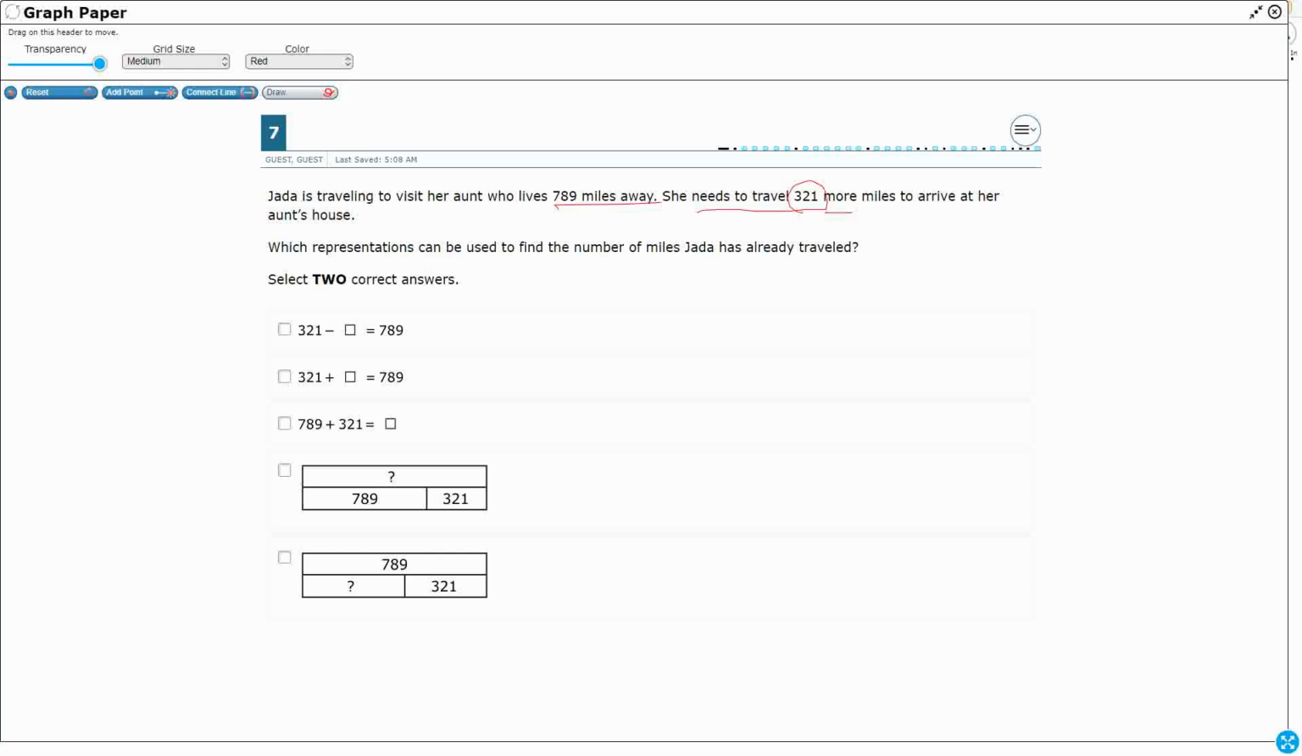So let's draw a picture here. Okay, so this is going to be Jada, and she is going to want to go to her aunt's house. And let's make it kind of like a number line. So there's the aunt's house. She lives at 0, right? And her aunt lives at 789. That's a long way away. That's across the whole state of Texas. So, a long way away to go visit the aunt's house.